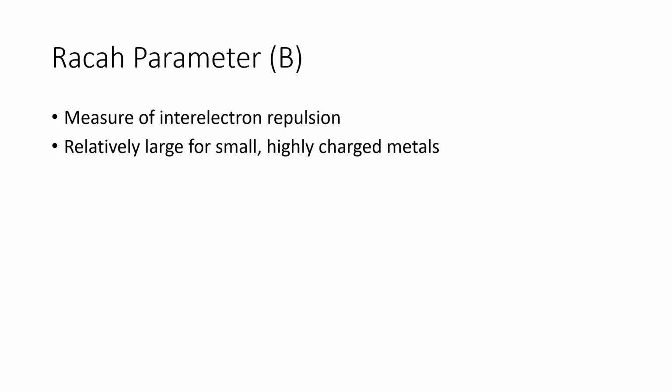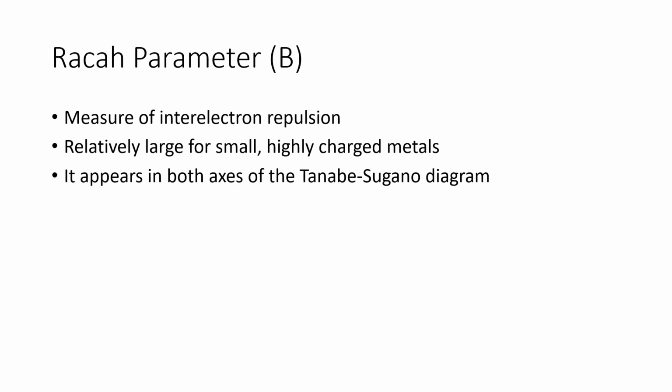That means that when a metal is really small and highly charged, the electrons are interacting very strongly, and this has a larger value. For us, we're not going to worry too much about what the number is, but you'll see larger numbers for small ions like cobalt 3+, and a much smaller value if we were looking at ruthenium or something, a larger metal. It does appear in both axes of the Tanabe-Sugano diagram, so we have to solve it first in order to solve the other axis, essentially.